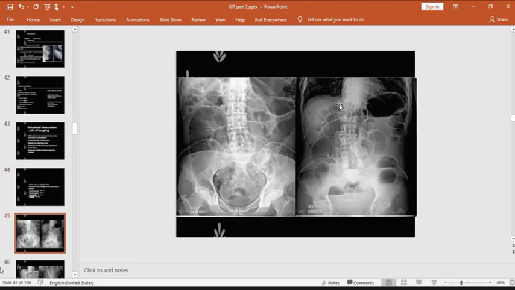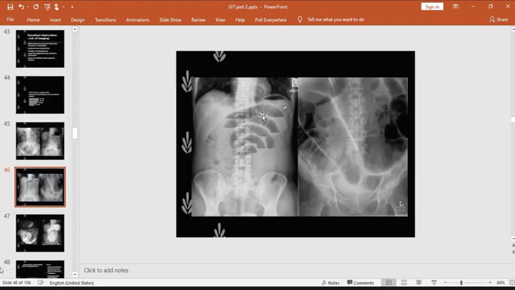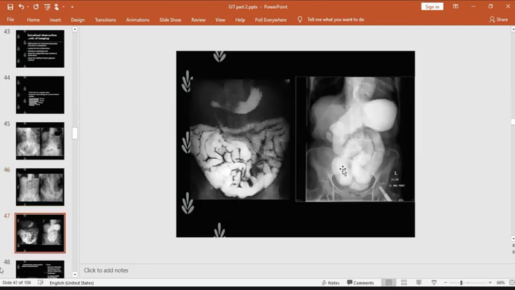In this plain film, we have multiple, usually dilated bowel loops, with air fluid levels located in the central part. We have dilated bowel loops. This is the transverse colon. On the barium follow through, if you look at this, there are obviously dilated bowel loops.